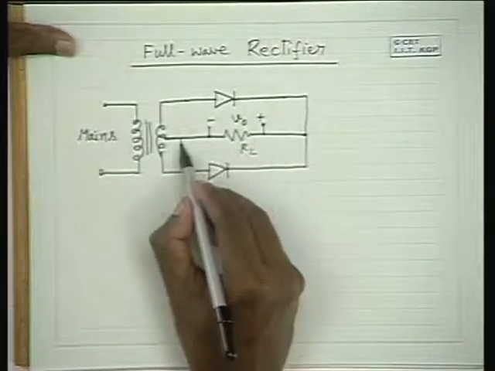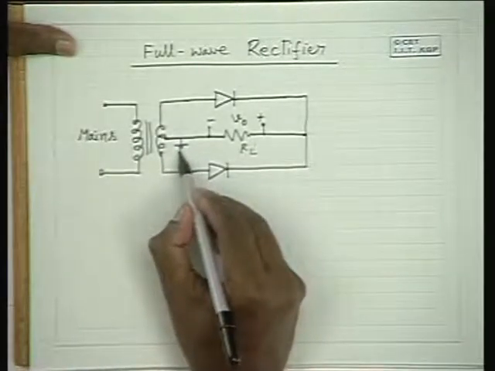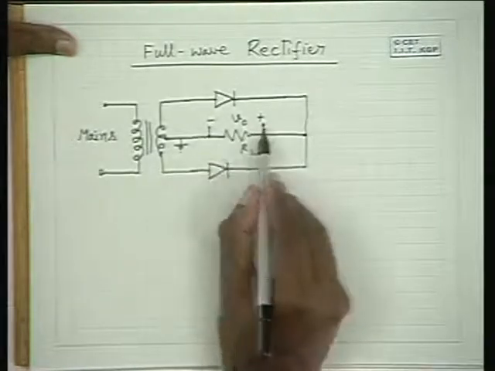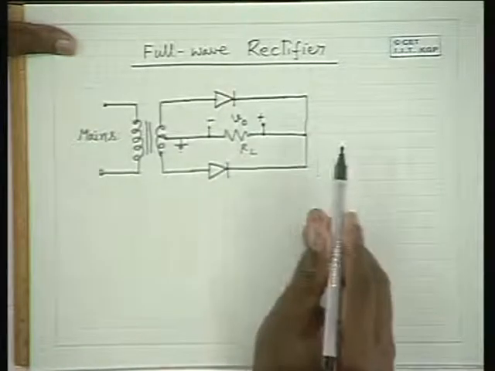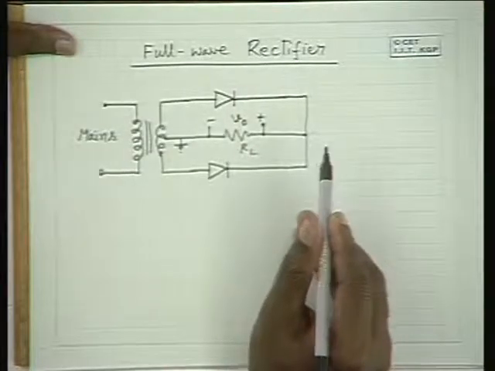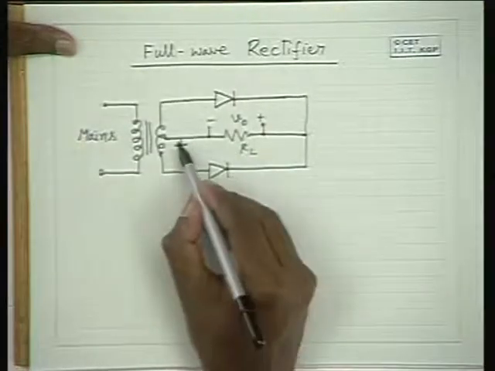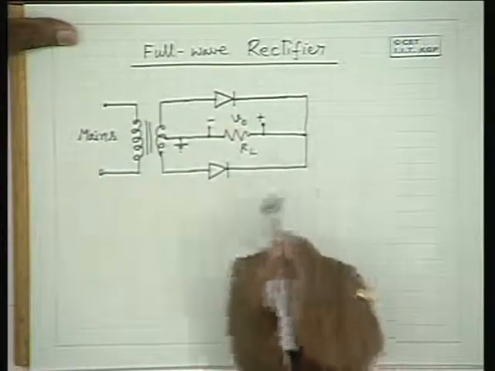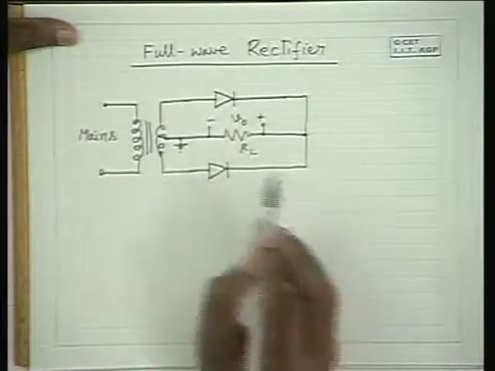And if we consider this as the ground point, the voltage of this point is V0 above the ground point. So typically this is how we use it in circuits. So this is a full wave rectifying circuit.